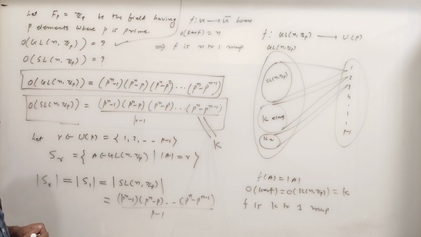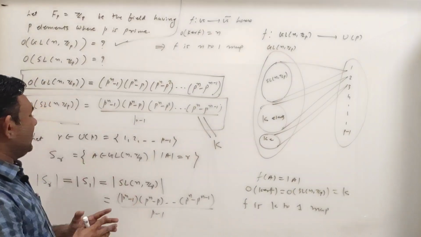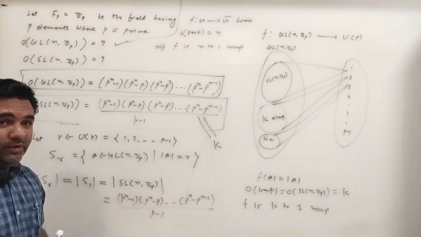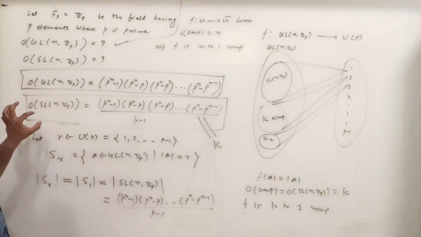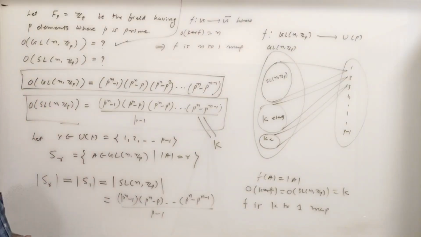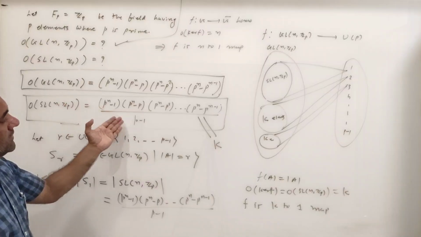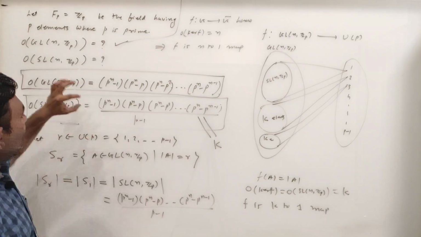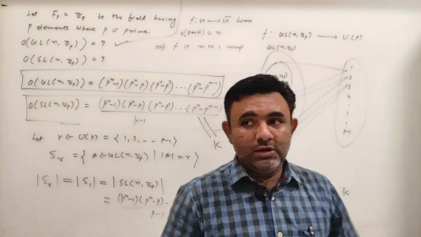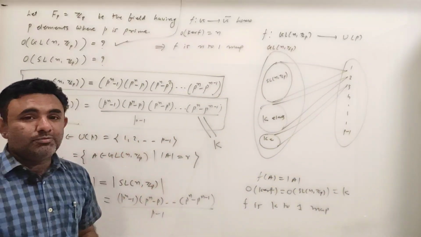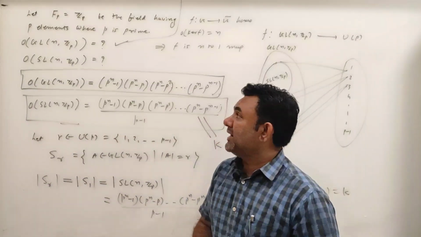So the number of matrices, total number of matrices in GL and ZP whose determinant is R, where R belongs to UP, is same as the cardinality of SL and ZP, and cardinality of SL and ZP can be evaluated by this formula, and it is just division by p minus 1 of the cardinality of GL and ZP, and cardinality of GL and ZP is given by this formula. So I think this is some nice information about GL and ZP and SL and ZP.